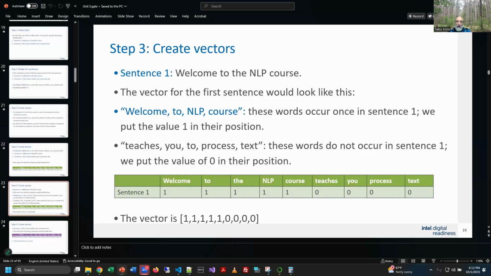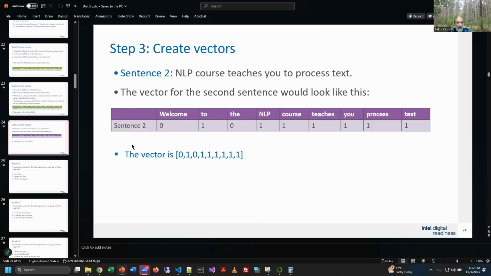And notice it says here, these words occur once in sentence 1 with the value 1 in their position: teaches you to process text. Those don't occur in sentence 1, so we put 0 in their position. Okay, I think that's pretty intuitive. So sentence 2 rolls around, right? And it says NLP course teaches you to process text. And now we're scoring that. And notice how the vector for that one looks a little bit different, right? Because now we're tabulating the count just for that sentence with those particular words, and the words that don't appear, which are welcome and the, those get zeros.